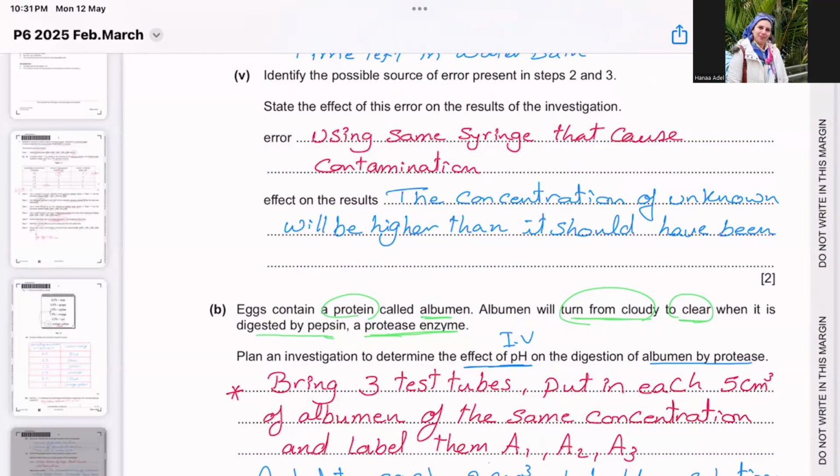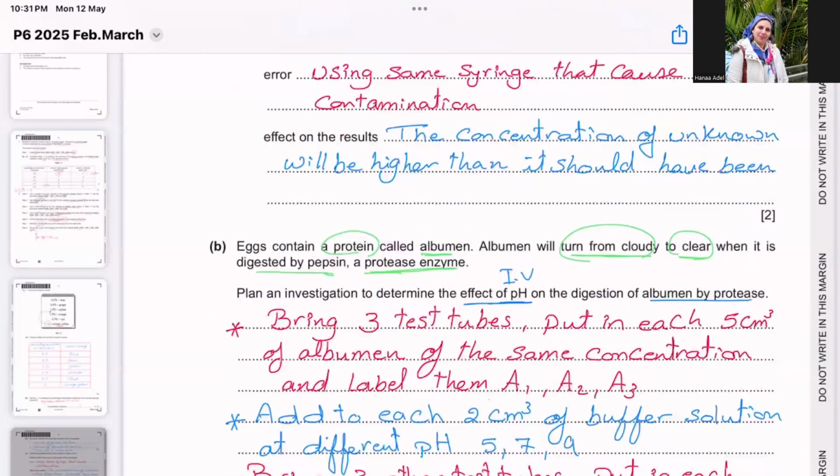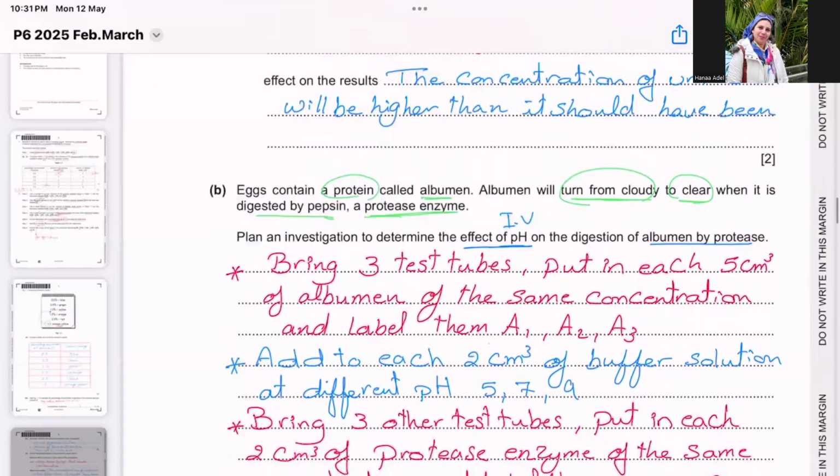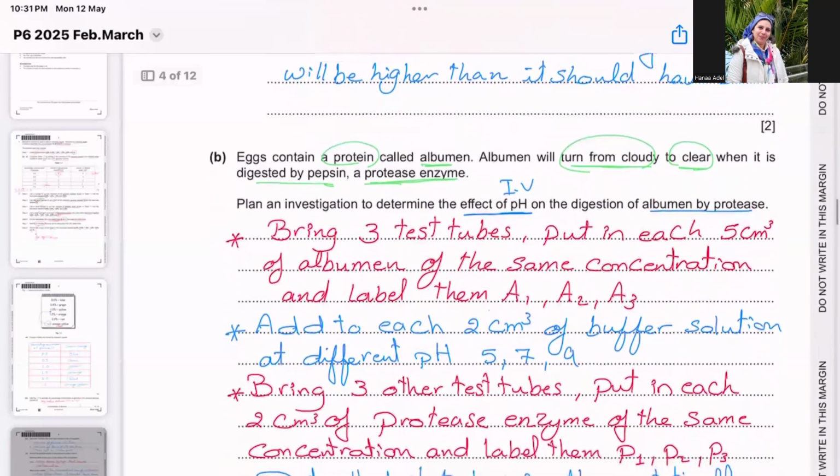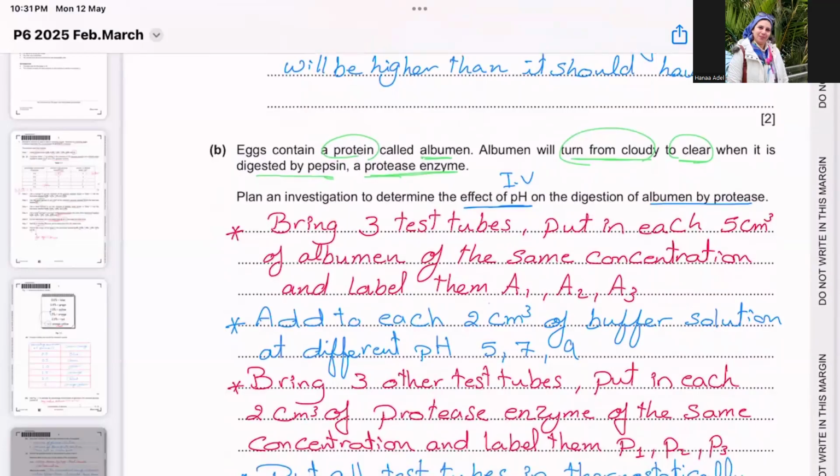And then after that, we put in the buffer solution, a certain volume, for example 2 cubic centimeters, but at different pH values: 5, 7, and 9. Why do we choose 5, 7, and 9? Because 5 is acidic, 7 is neutral, and 9 is alkaline. And then we have to bring 3 other test tubes. We said we have to use the enzyme in separate tubes in the thermostatically controlled water bath. So we bring 3 other test tubes and put in each 2 cubic centimeters of protease enzyme of the same concentration and label them P1, P2, and P3.